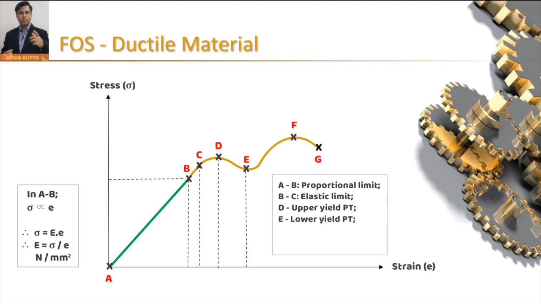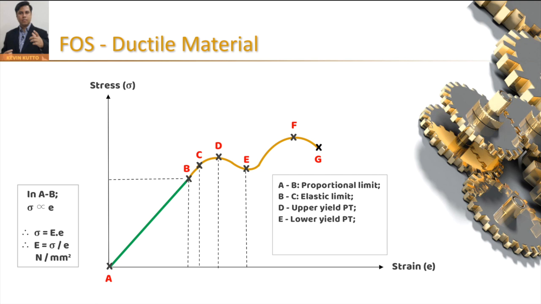After the lower yield point, the material starts fighting again. That means again in the region of E to F, as soon as you increase the stress, strain also increases, but as soon as you decrease the stress, strain also decreases. So they move in one direction. In region D to E, they were moving in opposite directions. So stress was decreasing, but still strain was increasing. That's why this zone is called the yield zone.